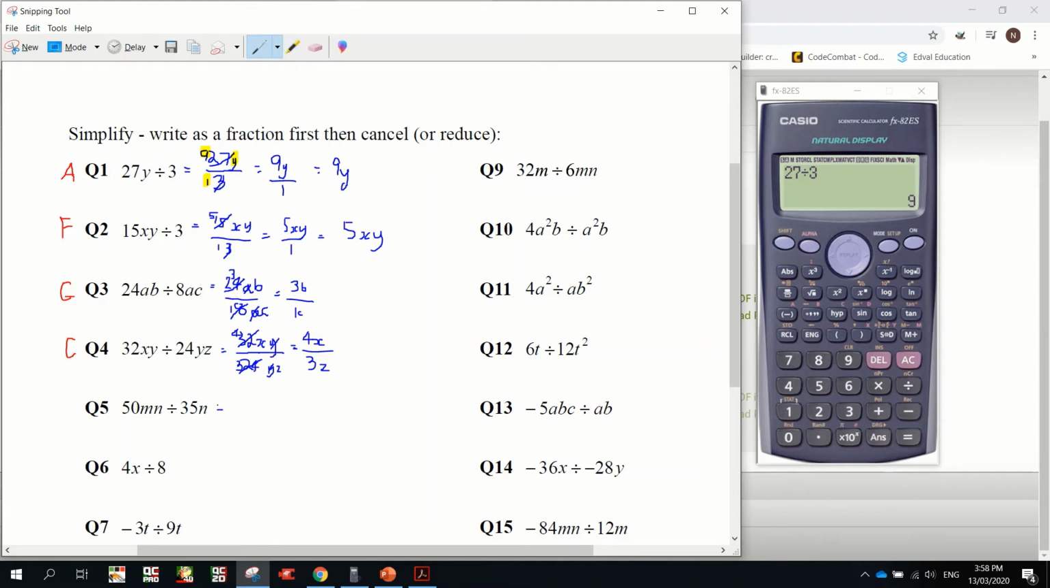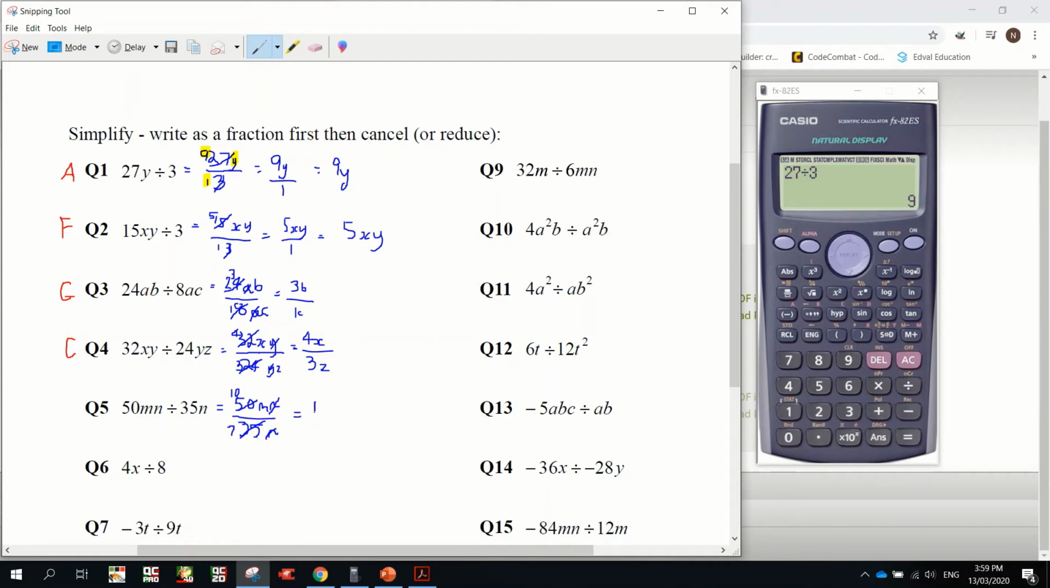Blue equals 50mn divided by 35n. All right, we know this one straight away. Highest common factor, 5. Okay, how many times does 5 go into 35? 7 times. How many times does 5 go into 50? 10 times. Okay, there's no m in the bottom, so that m has to stay. There's an n there and an n there, so they can cancel out.